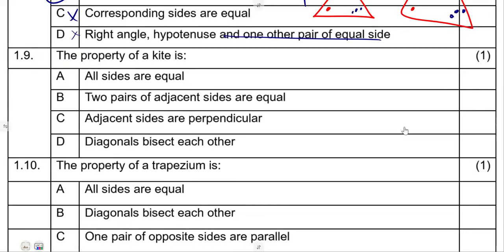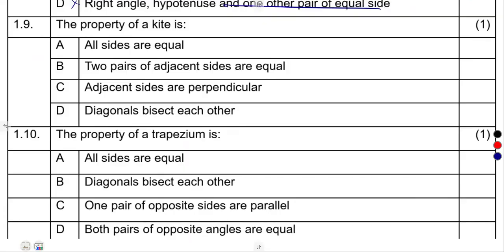All right, 1.9, the property of a kite is what? All right, a kite, like this. So all sides are equal. This is totally out. Two pairs of adjacent sides are equal. Remember, this side and this side equal, this side and this side equal. So those are adjacent sides, those are properties of a kite. This one was going to work.